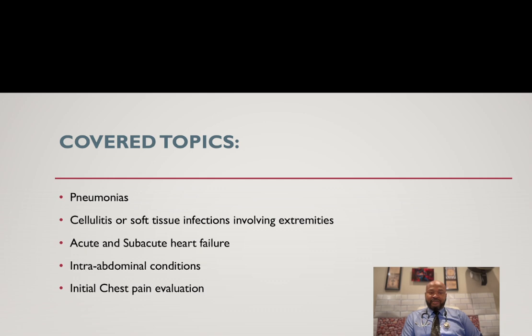So we're going to dive into some of these covered topics like pneumonia, cellulitis or soft tissue infections involving extremities, acute and subacute heart failures, intra-abdominal conditions, and of course, initial chest pain evaluation. These are some of the common conditions that we meet in the hospital, and I'll quickly go through some of the special situations you want to consider for these conditions, so that you don't run into any kind of trouble.